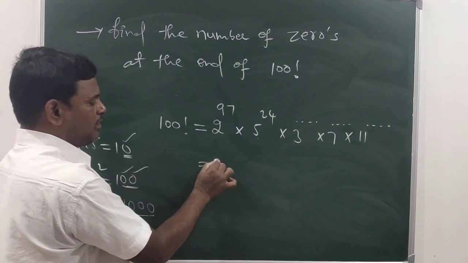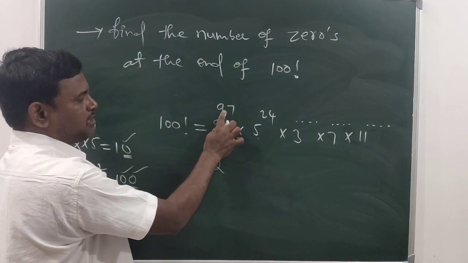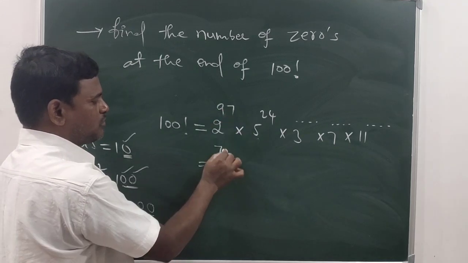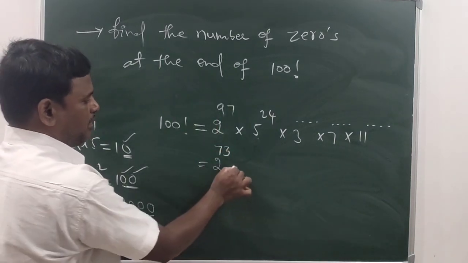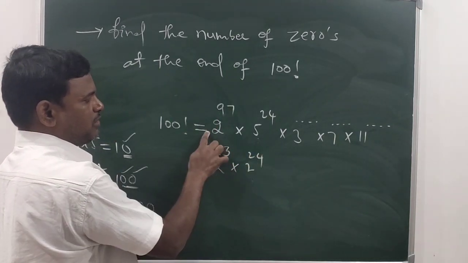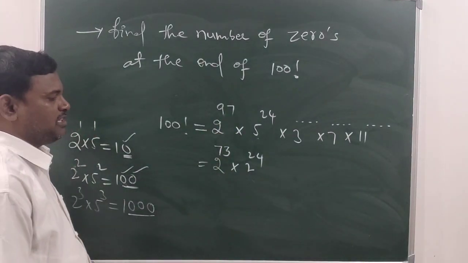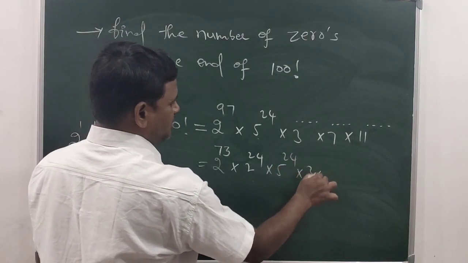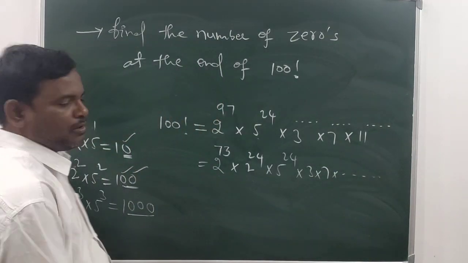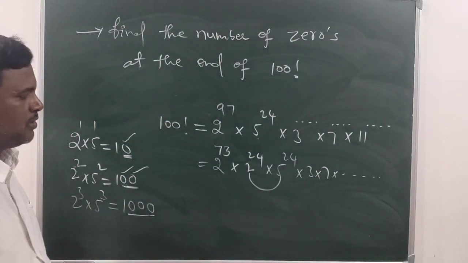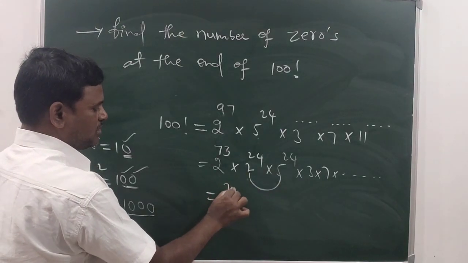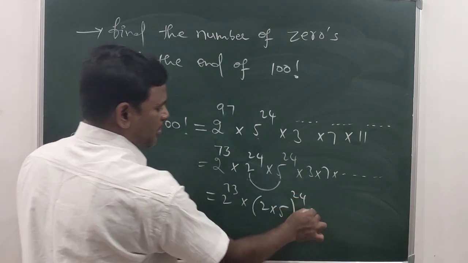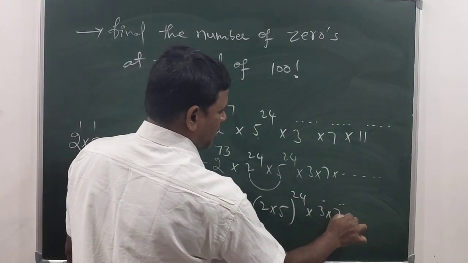Okay, now it can be written 2 power 97, subtract 24 from this. So here if you subtract 24, it is going to be 73. You can write this as 2 power 73 into 2 power 24 into 5 power 24 and 3 into 7, like many more prime numbers will come, but this combination will give zeros. Right now 2 power 73. Now here it can be written 2 into 5 whole power 24 and 3 into 7 and so on.